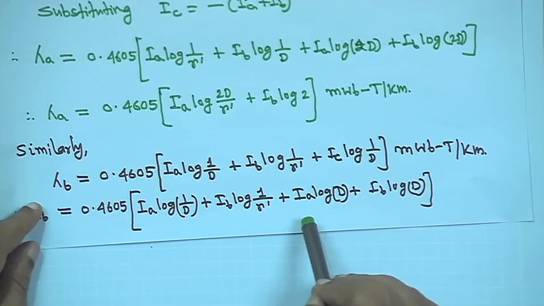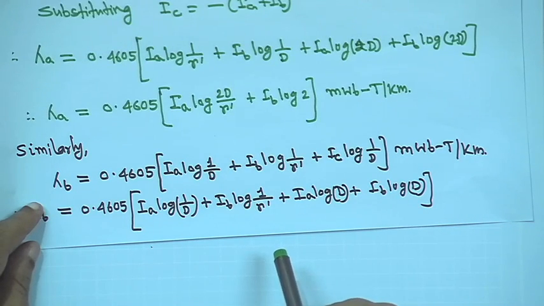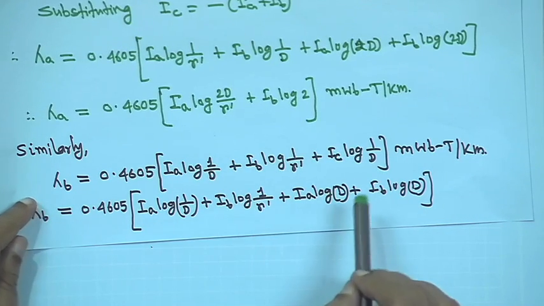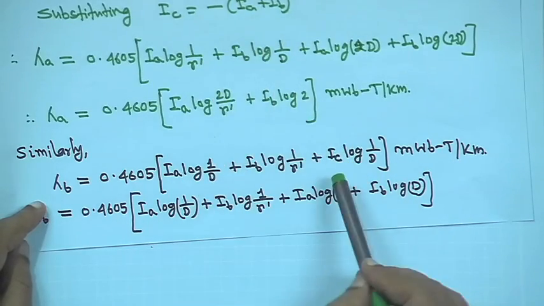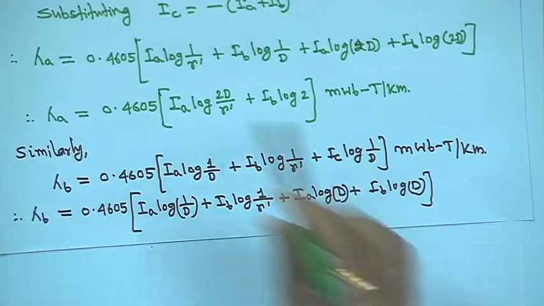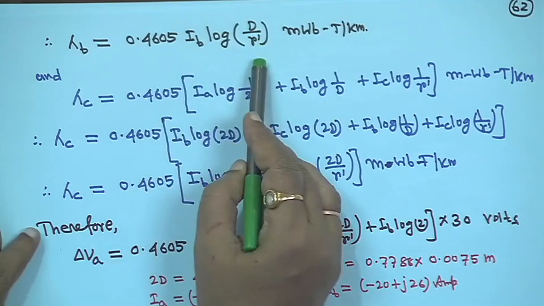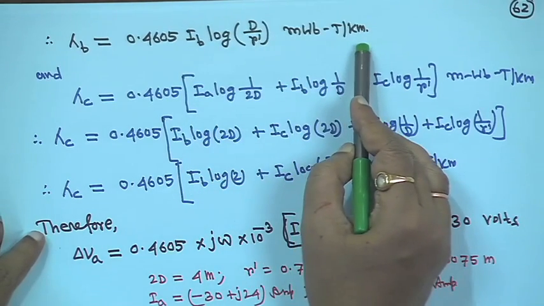Here also follow the same philosophy. Here also you eliminate Ic. In this case also you put Ic is equal to minus (Ia plus Ib) here. If you do so, after simplification, you will get lambda B is equal to 0.4605 Ib log d upon r dash milliweber turns per kilometer.